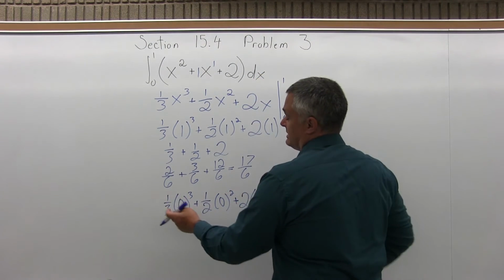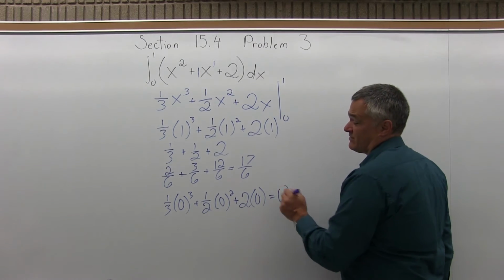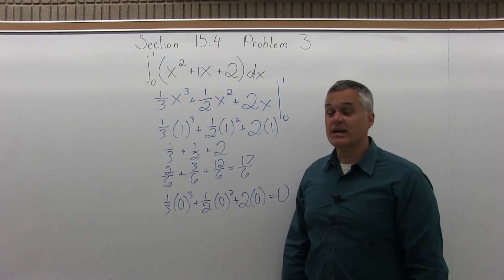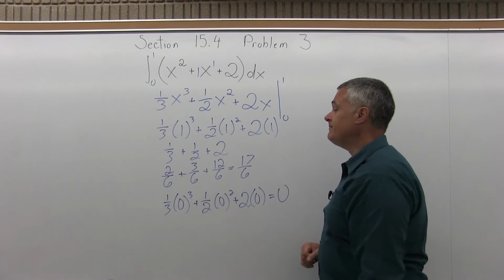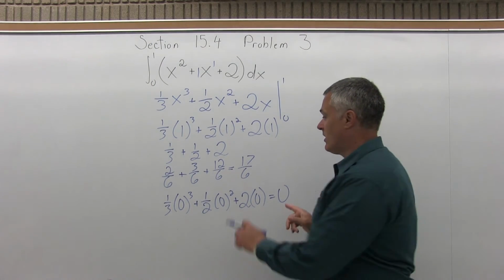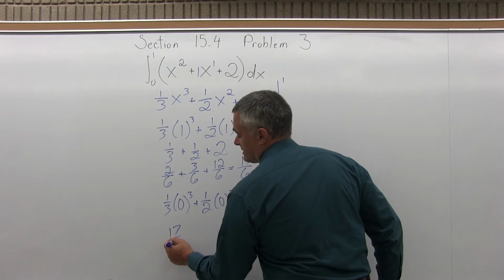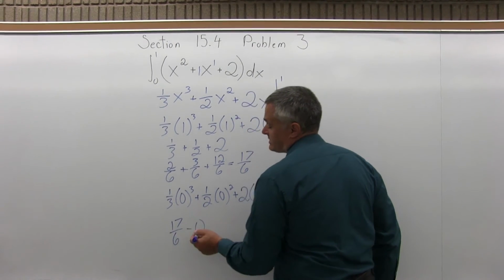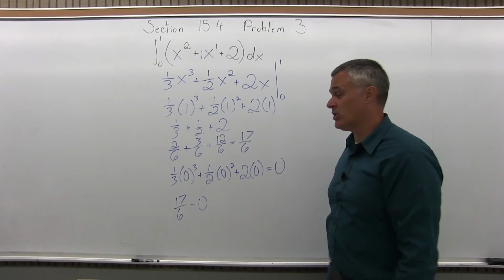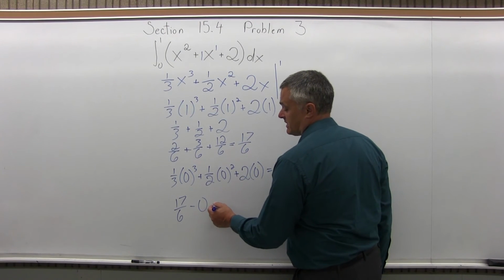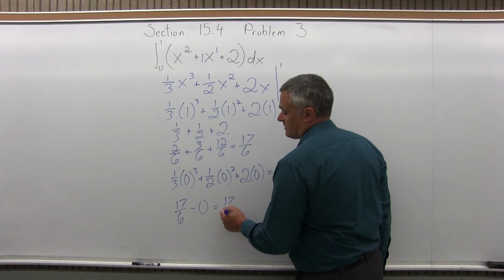Well, 0 is pretty easy. It just gives you an answer of 0. So step 3 has an answer of 0. Now the final step, step 4, is subtract those two answers. 17 over 6 minus 0. Well, the 0 makes it easy. I don't even need a common denominator. 17 over 6 minus 0 is 17 over 6.